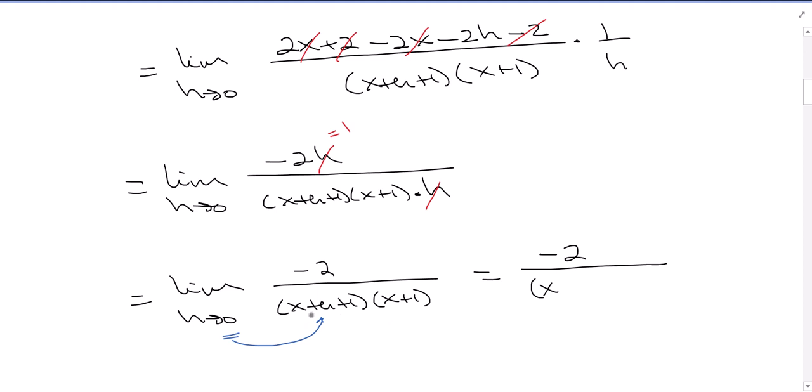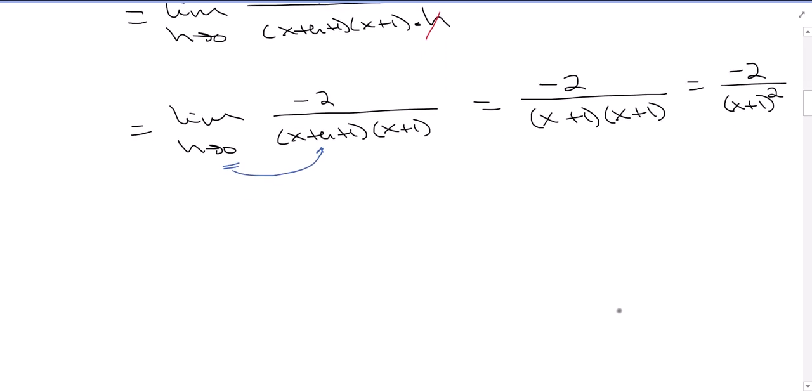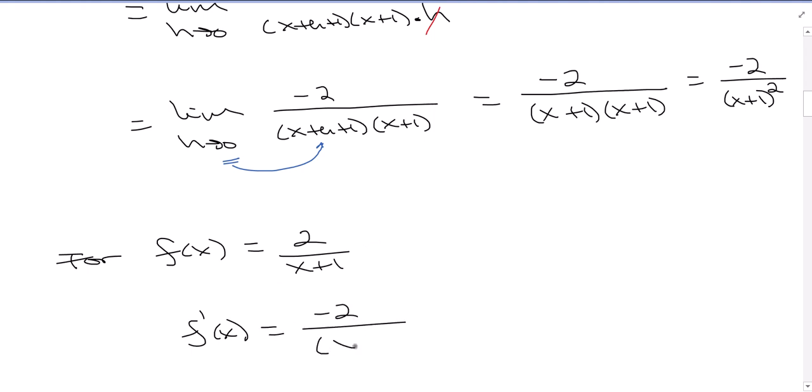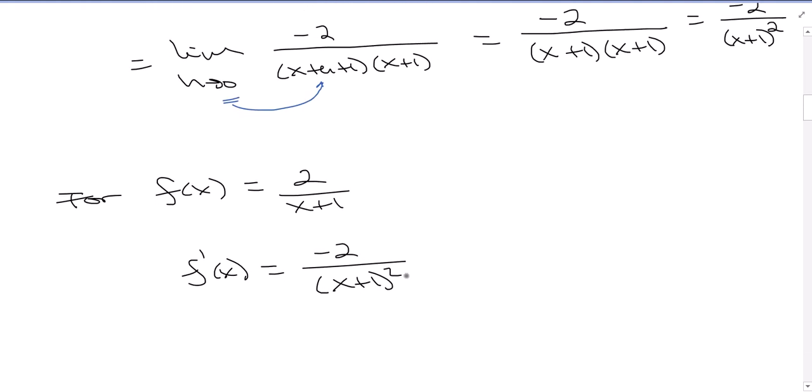And this will be x plus 0 plus 1, so that's just x plus 1 times x plus 1. And we can rewrite that nicely as minus 2 over x plus 1 quantity squared. And that's our derivative. So that means that for our function, which was 2 over x plus 1, the derivative is negative 2 over x plus 1 squared. So that is how we find a derivative.